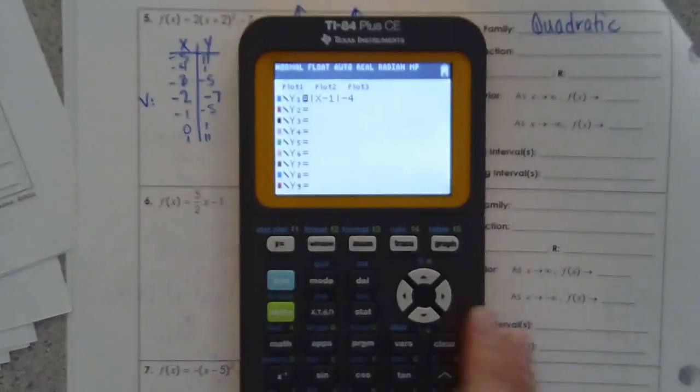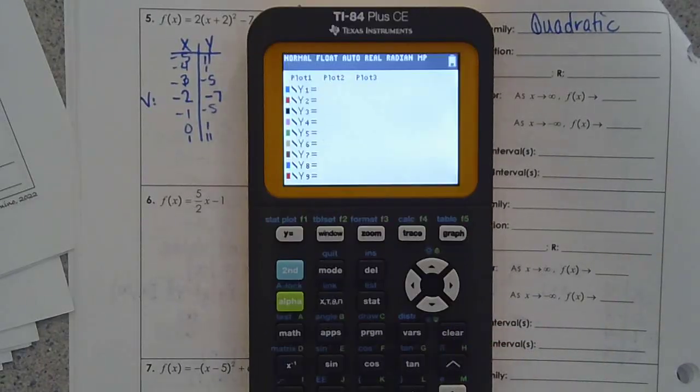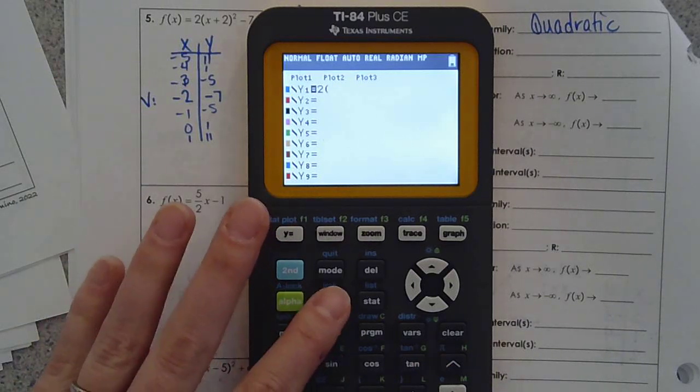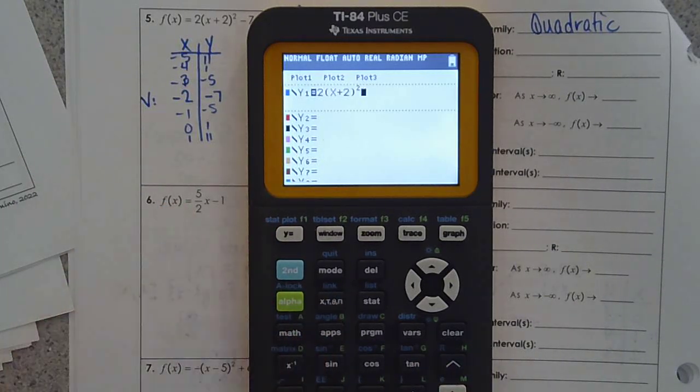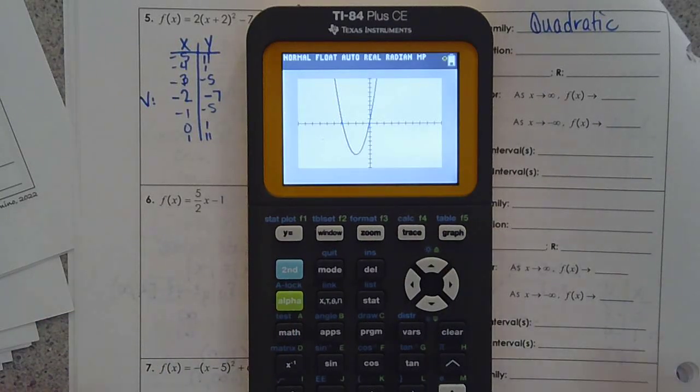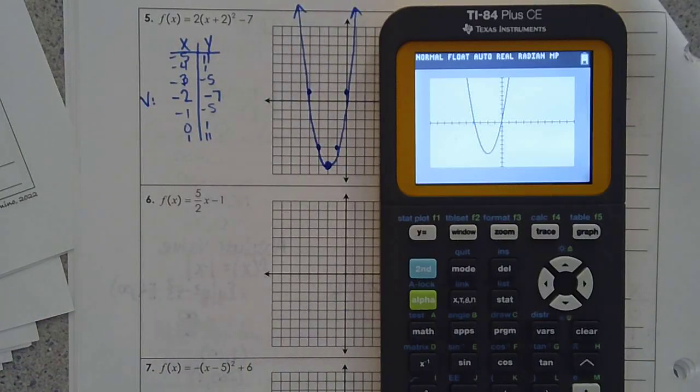And again, if you want to check to make sure your graph is right, do 2 times (x plus 2) squared minus 7. Plug it in, draw the graph. Make sure it looks like what you think it should look like, and it does.